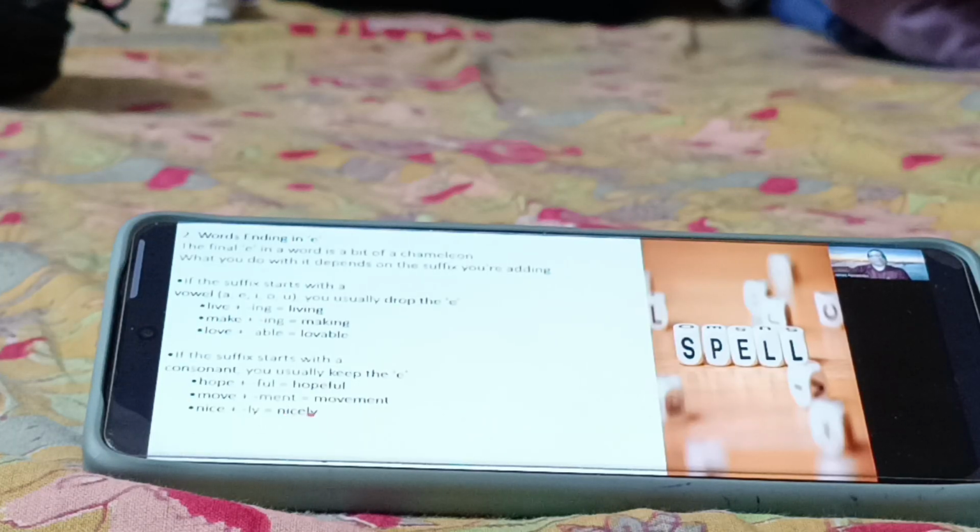Nicely. Again here, we are keeping the E because the suffix is starting with a consonant sound. So again here you see the suffix starting with the vowel sound, I, A. So we are dropping the E. And here, where it is starting with the consonant sound, we are retaining the E.